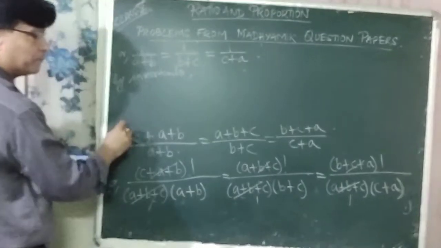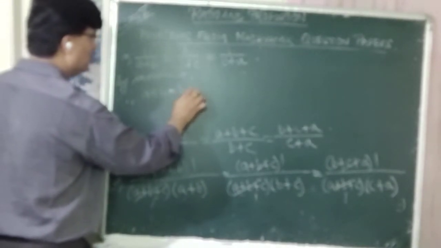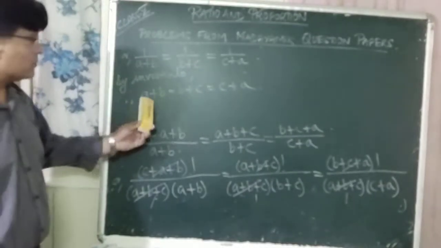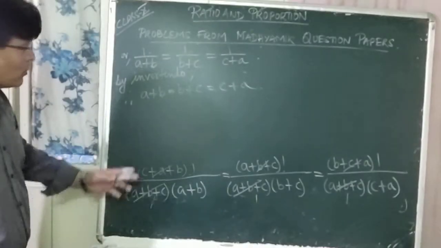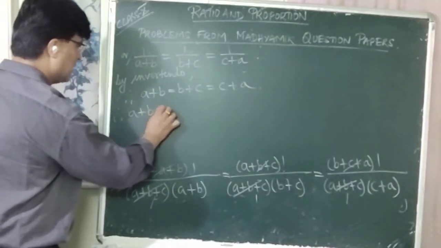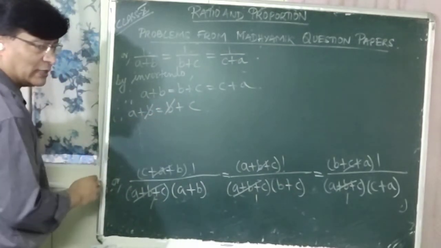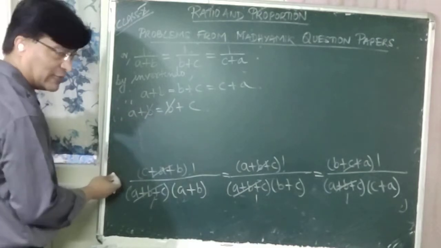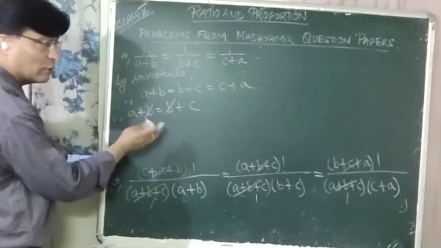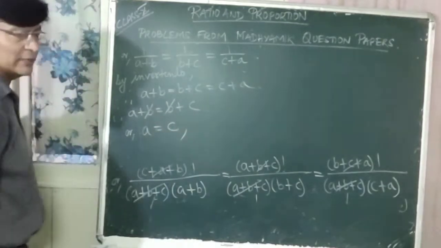By invertendo, you can invert all the sides here, that is A plus B is equal to B plus C is equal to C plus A. Okay? So now what will you do? Let us equate first and second. Therefore, A plus B is equal to B plus C. So here this B gets cancelled, which is on the left hand side and on the right hand side. You can cancel these similar terms on both the sides. What do we get? A is equal to C.